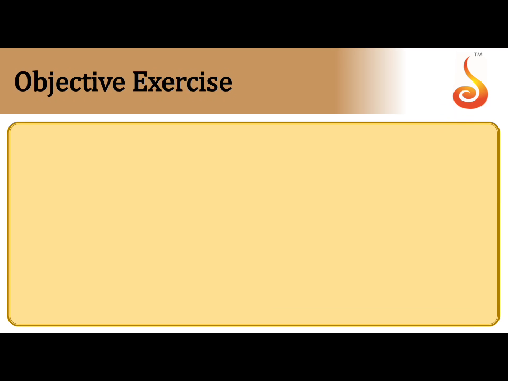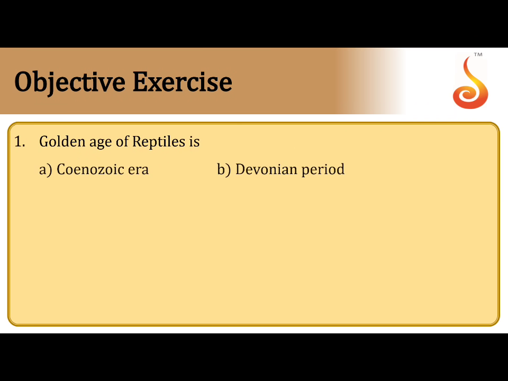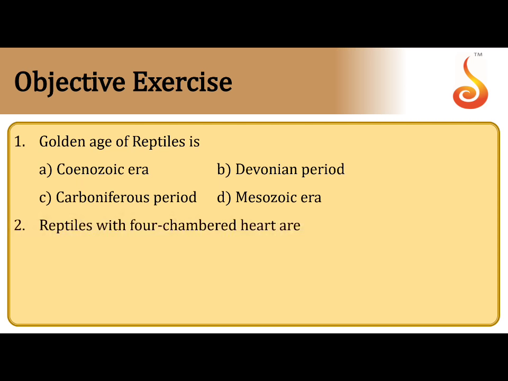Now, having understood the chapter, we need to reinforce the concept, so we do homework questions. Golden Age of reptiles is Cenozoic era, Devonian period, Carboniferous period, Mesozoic era. Now, this question is from evolution. I want you all to do a little bit of search. If you can find it, good. Otherwise, we discuss it in the online class.